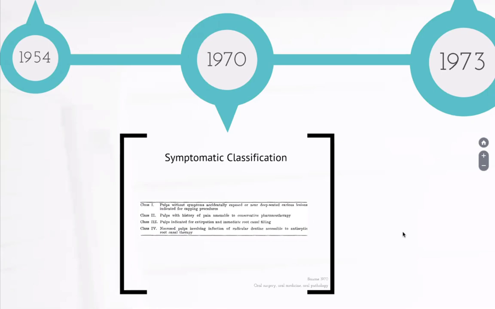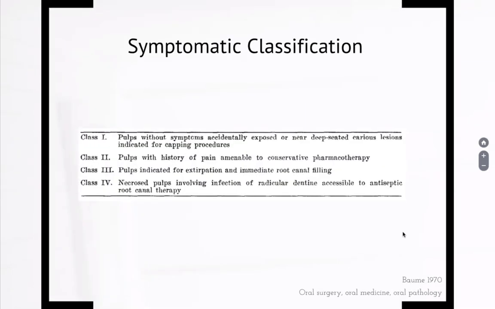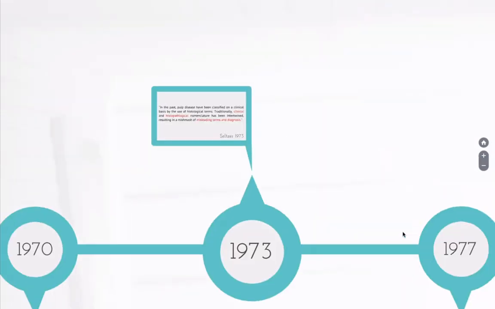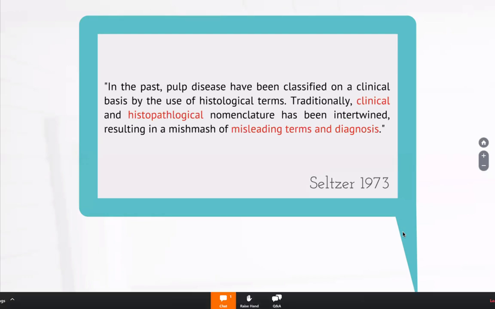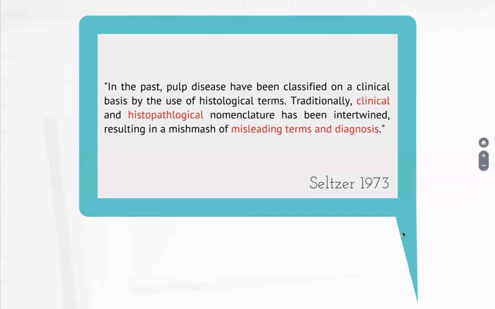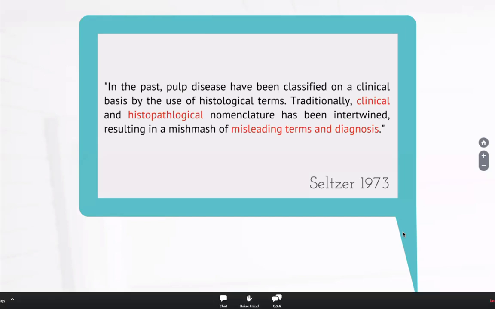In 1970, Bohm came up with a classification that used symptoms. For the first time, they included symptoms together with the histological terms. We have two classes that have symptoms, class one and two: pulps without symptoms, and then pulps with a history of pain. Some researchers commented on this and didn't like it, because they said that mixing clinical and histopathological nomenclature has been intertwined, resulting in a mishmash of misleading terms and diagnosis. The problem is they couldn't find a correlation, and we'll talk about that later.